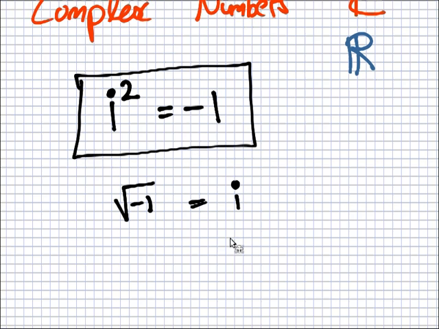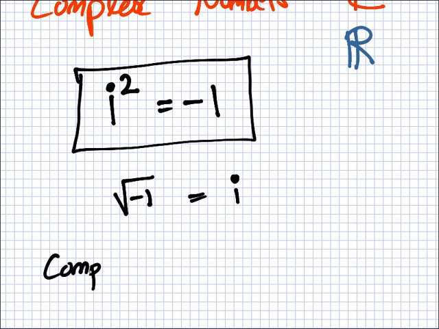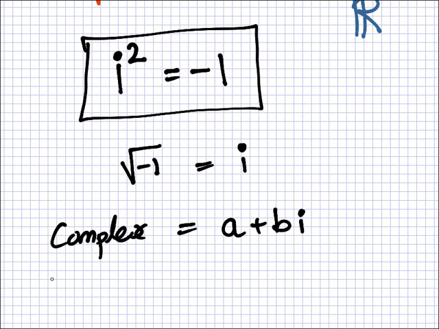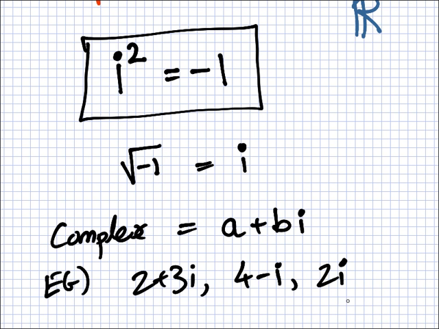So a complex number, usually we write it like this, a plus bi. Some simple examples are 2 plus 3i, 4 minus i, or just 2i by itself. These are all complex numbers. What's special about them, like I said, is i squared equals -1. This is very different to real numbers, because in real numbers, when you square something, the result is only ever positive. So this is a huge difference from real numbers.